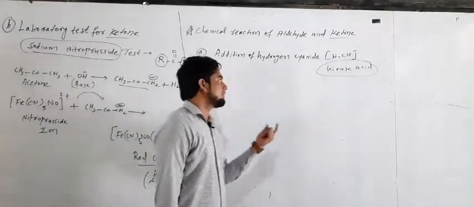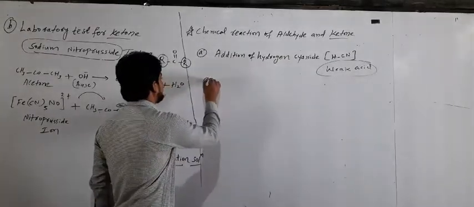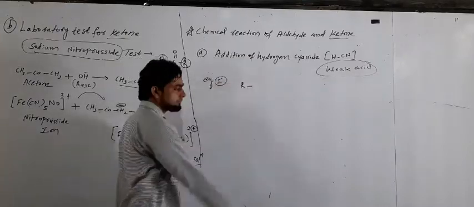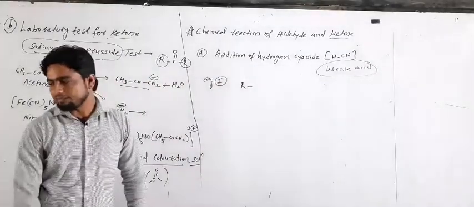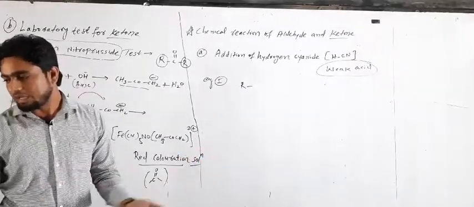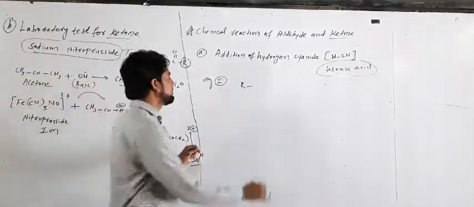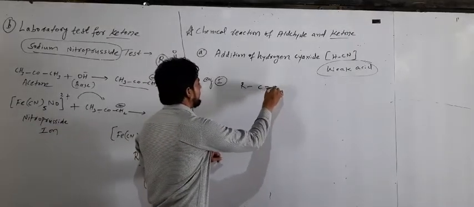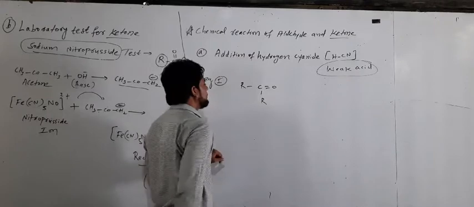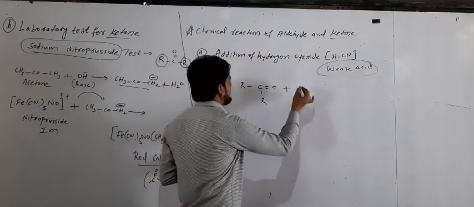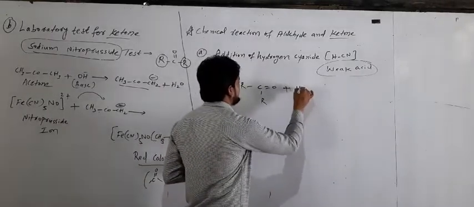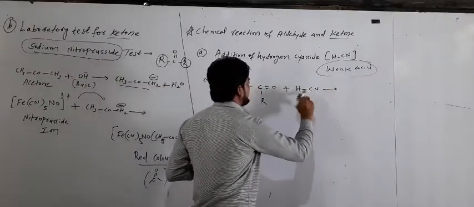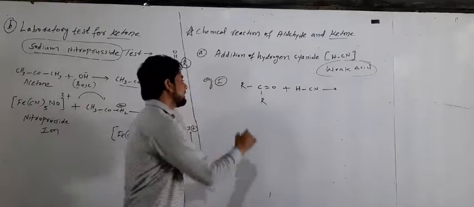What do we get? Here we take the first example. When the aldehyde reacts with cyanide, okay. So especially we take the ketone here. When the ketone R C double bond O reacts with HCN, hydrogen cyanide, this HCN acts as a weak acid.